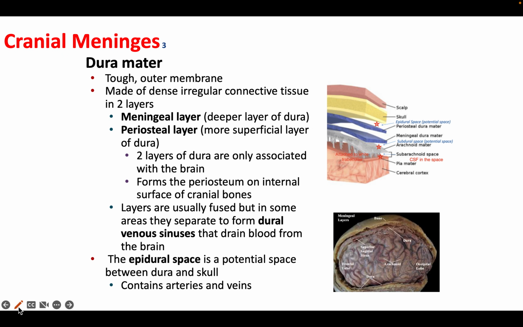All right. So our last one is the dura. The term dura means tough, and for all of these, the term mater means mother. So the dura mater in this case literally translates to tough mother. Okay, and it is one tough mother.